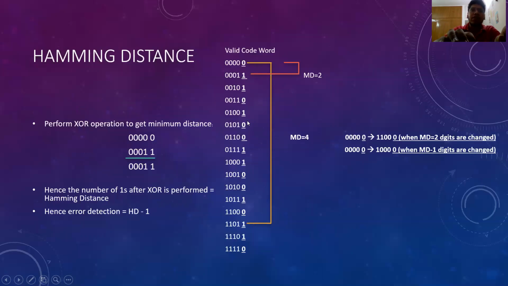So what we do is we do the XOR operation on these messages. We do the XOR operations between them to find the minimum number, to find the number of ones. I'll explain it right here. Let's take this case, 0000 with a parity check of 0 and 0001 with a parity check of 1. When we do the XOR operation for this, it comes out to be 0001 and 1. So here we count the number of ones.